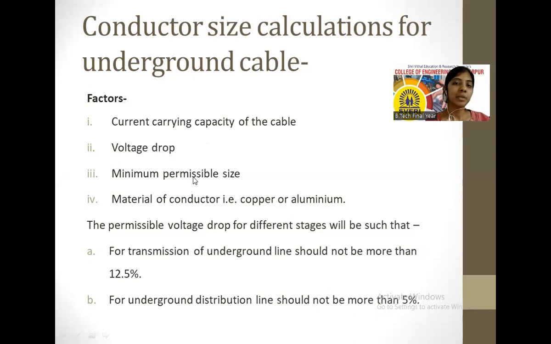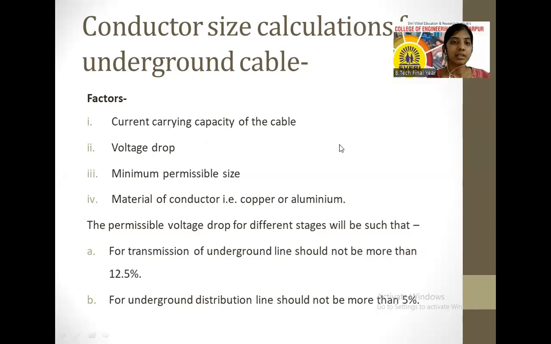Then next, minimum permissible size. That means even for carrying a small amount of current, we have to select a minimum conductor size. For the residential purpose, a current carrying capacity of 10 ampere is the minimum permissible size of that conductor. So here also we have to consider the minimum permissible size of the conductor.